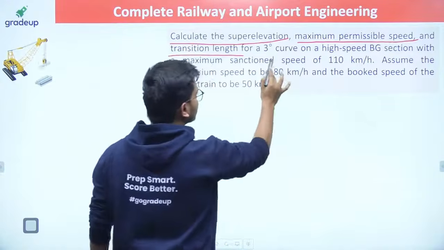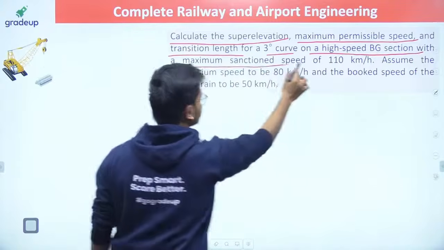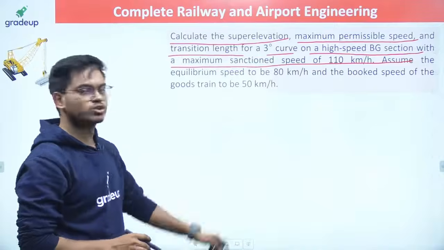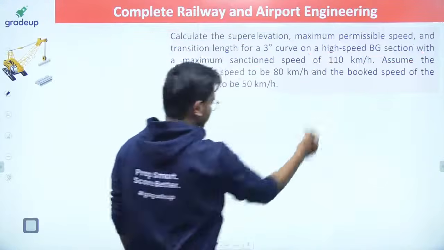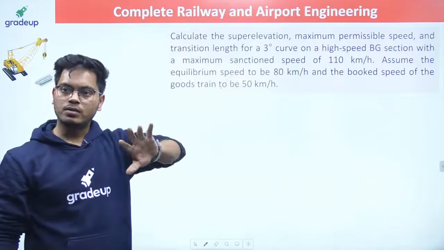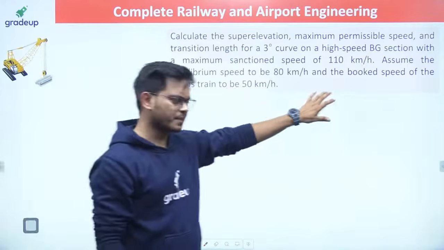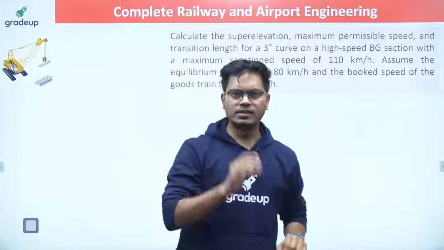So please see here, a 3-degree curve on a highway, high speed broad gauge with a maximum sanctioned speed. Guys, are you seeing any difference? Even the values are the same, only one thing is different, that is the degree. Yes or no? Everybody has read the question? Abhay, doubt is clear? Amani, doubt is clear? Everybody tell me, are you seeing any difference here other than the degree of curve?